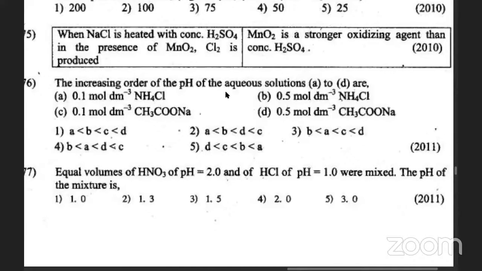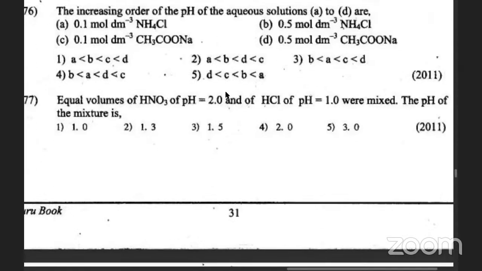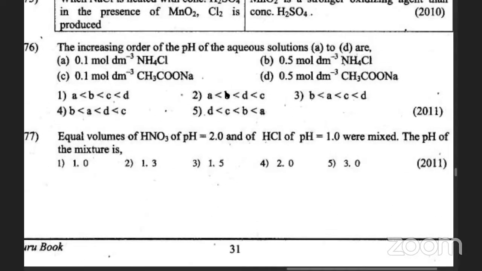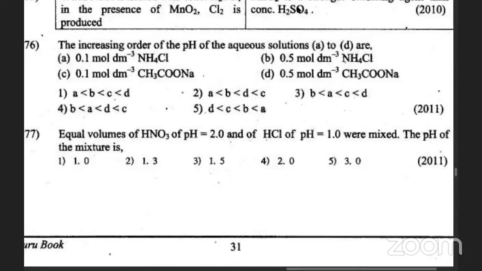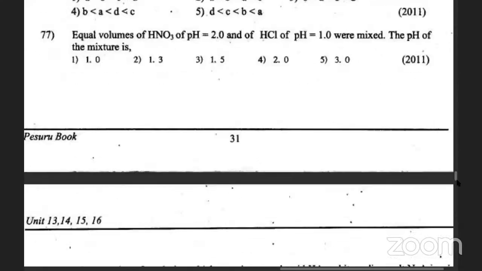Next we have come up to the 2011 question. Let's focus on 77 first. Let's finish this off. 77 is the question from 2011. 77 is the question number in the Pesur book.